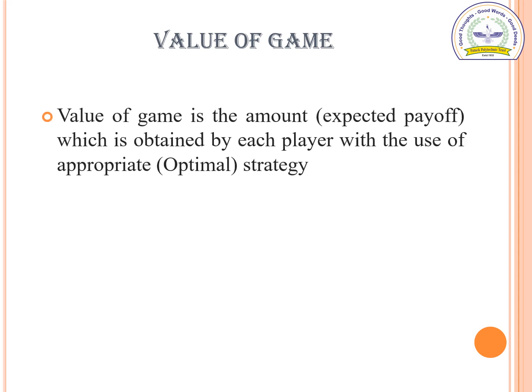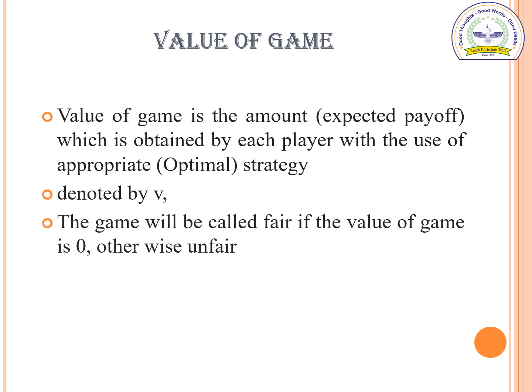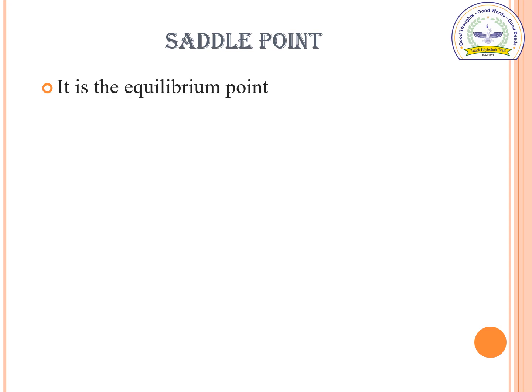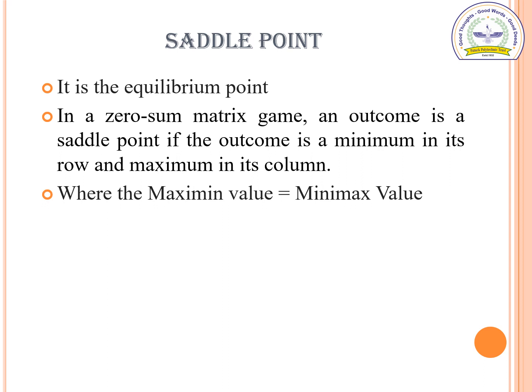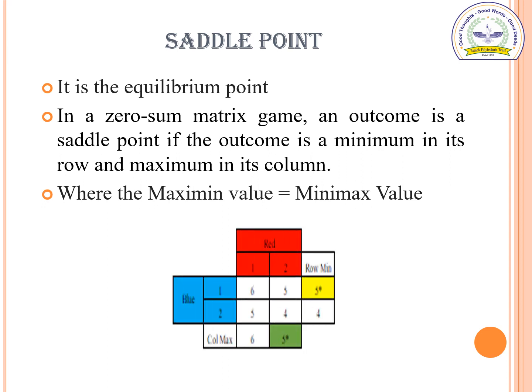Now, let us understand the value of the game. The value of the game is the amount which is obtained by each player with the use of an appropriate strategy. The value of the game is denoted by V. The game will be called fair if the value of the game is 0, otherwise unfair. Now, let us understand what a saddle point is. In a zero-sum matrix game, an outcome is a saddle point if the outcome is minimum in its row and maximum in its column, where the maximin value equals the minimax value.